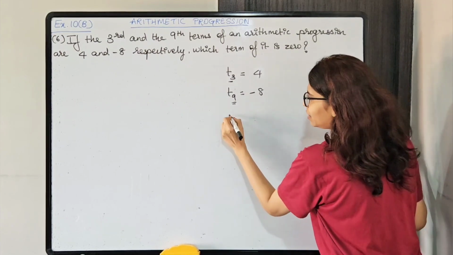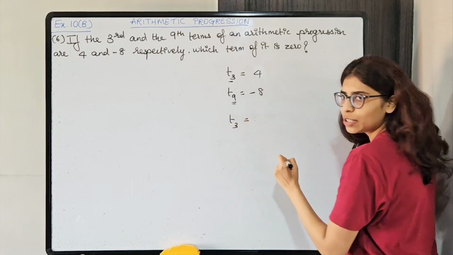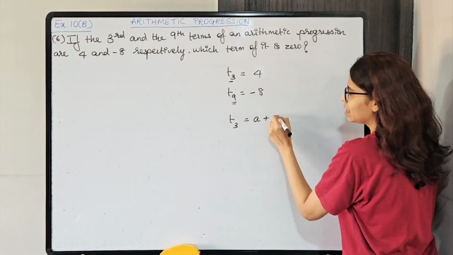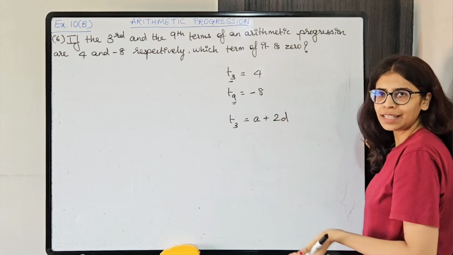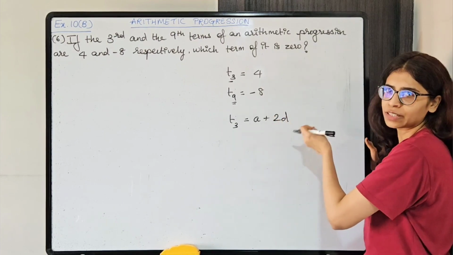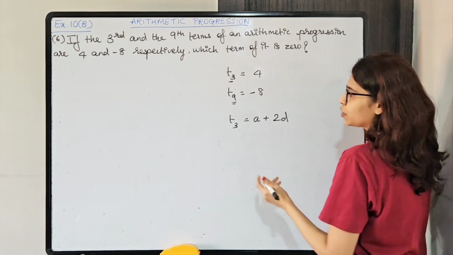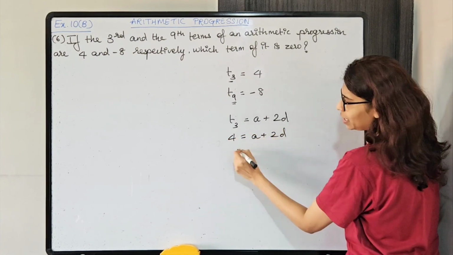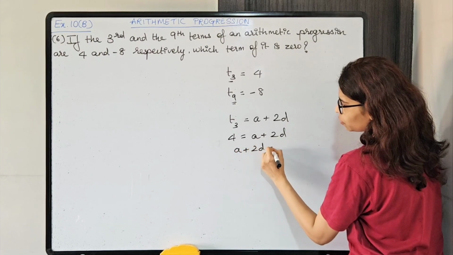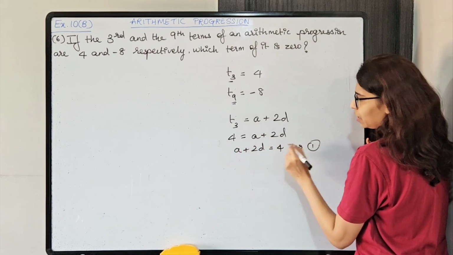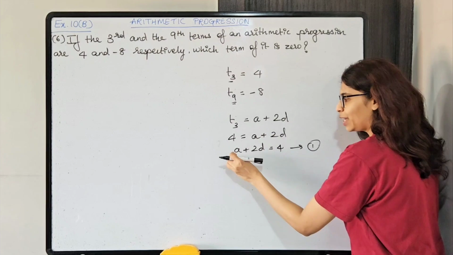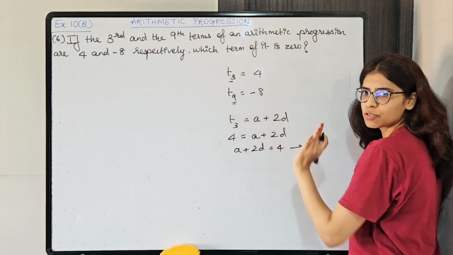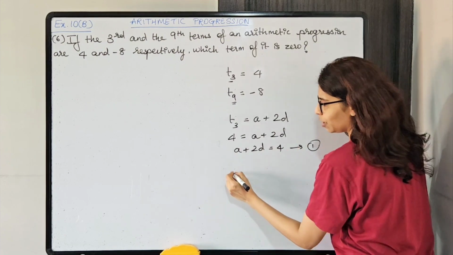So T3 it will be A plus 3 minus 1D, that is 2D. Using Tn का formula, Tn is equal to A plus n minus 1D. Okay, so T3 is 4, so A plus 2D is equal to 4. On switching the sides, we got one equation in terms of A and D. Same way we'll get one more equation, applying the formula.